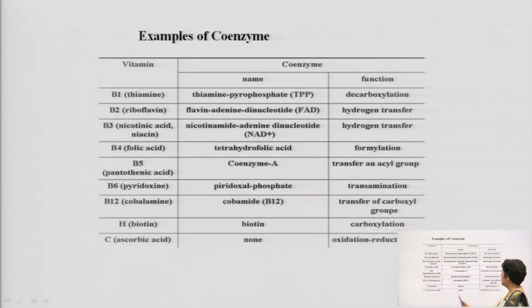B3 niacin, nicotinamide adenine dinucleotide, NAD+, will do hydrogen transfer. इसी तरीके से B4 tetrahydrofolic acid formulation का काम करता है. B5 coenzyme A will do transfer of acyl group. B6 pyridoxal phosphate will do transamination. यूरिया साइकिल का आपको याद हो तो कोबाल्ट B12, that is cobalamin, and it will transfer a carbonyl group. H biotin and it will do the carboxylation.